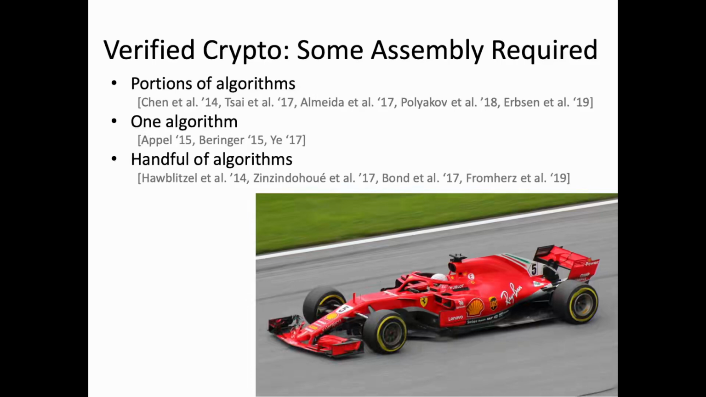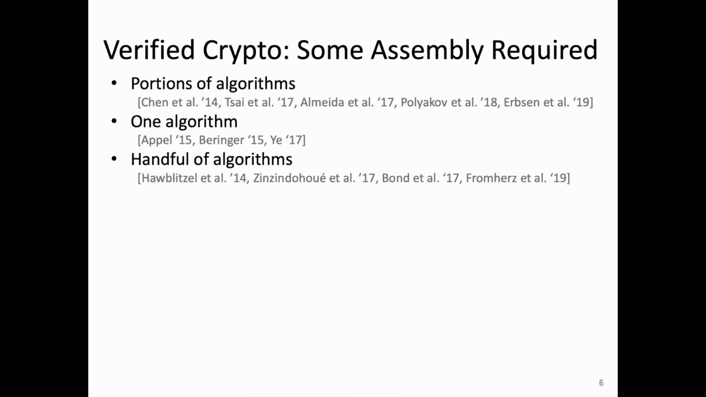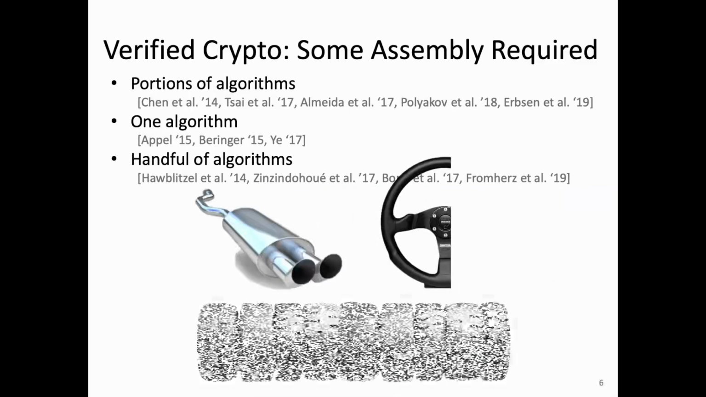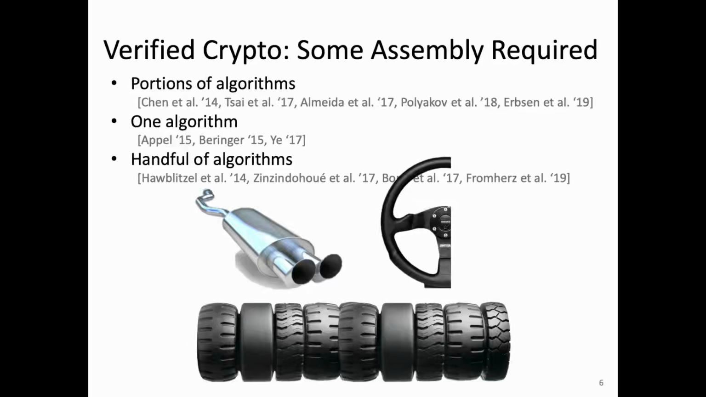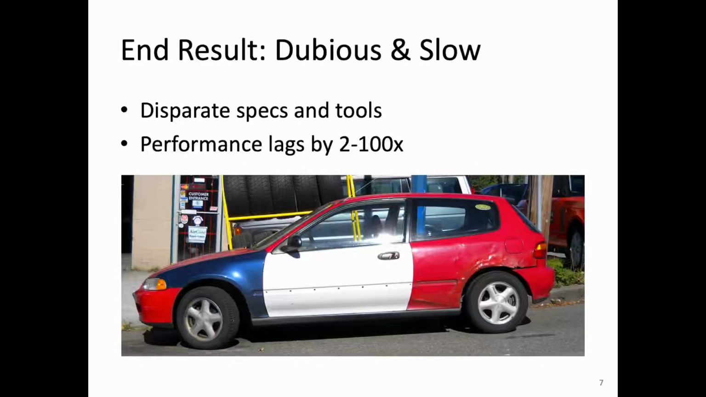In some areas, you have lots and lots of choices, for example, elliptic curves. In others, you have almost none, for example, RSA. So instead of getting the car you wanted, you get maybe half a steering wheel, one muffler, and a whole lot of tires, but no seat or engine. Even if you cobble something together, all of these are verified against different specifications using different tools, and the performance can lag state-of-the-art crypto by orders of magnitude.